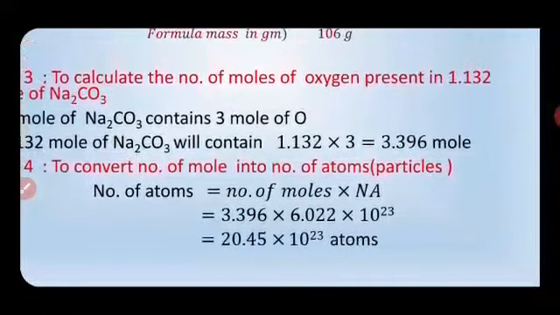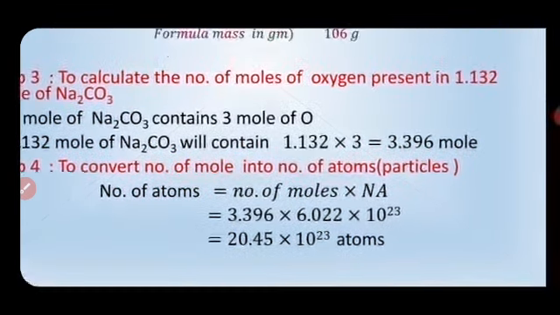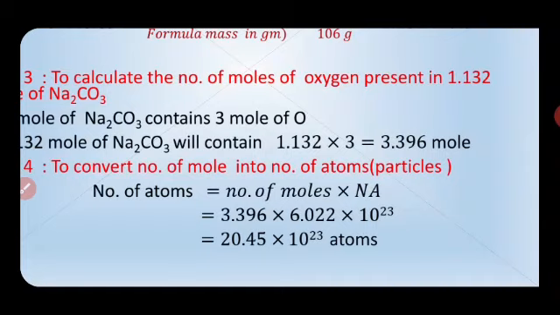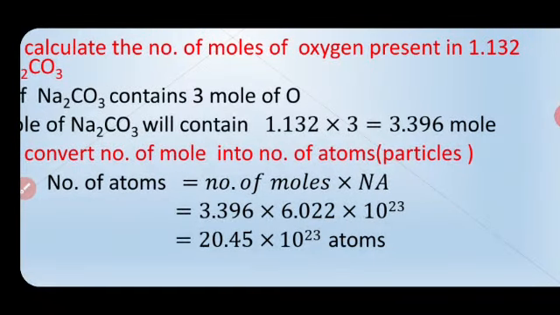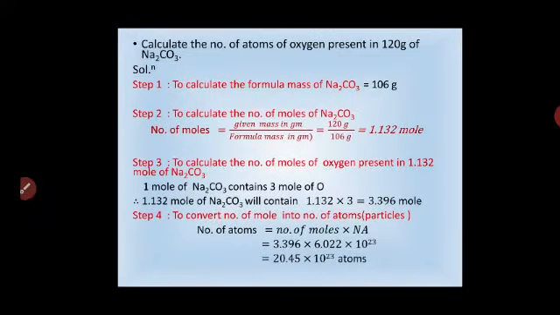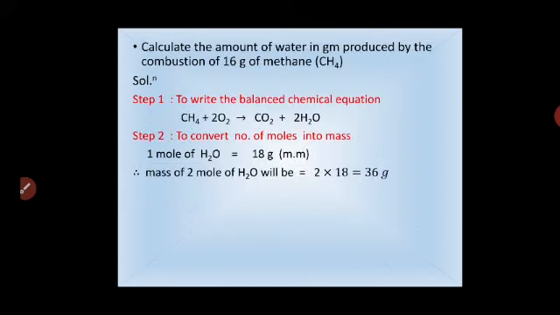Now this number of moles is converted into number of atoms. Again, the same: number of moles into Avogadro number. So 3.396 into Avogadro number, that is 6.022 into 10 to the power 23, which is again the same answer, 20.45 into 10 to the power 23 atoms. It is very important to write the unit, either atoms or molecules, whichever is asked. So again, go through these two different methods to solve the problem. Whichever you feel is easy, you can do that.